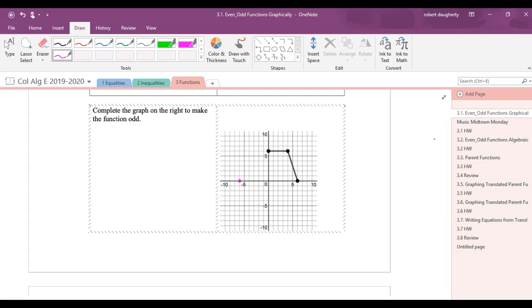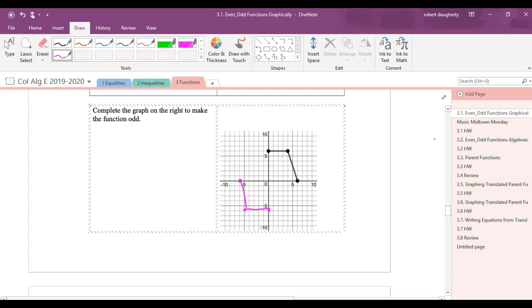I go to the right 4 and up what? 6. What's the opposite of going to the right 4 and up 6? Left 4 and down 6. So that's this point right here. How do I get from here to this point? You go up 6. What's the opposite of going up 6? Down 6. So that's right here. That's what makes this an odd function.